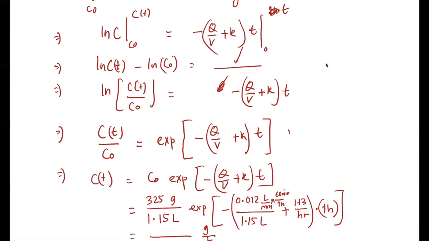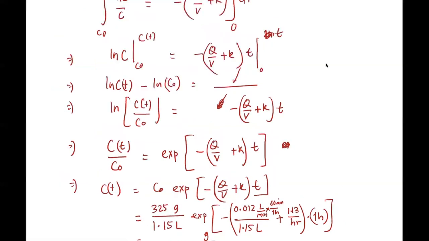So if I say M, I'm just gonna write, there is no space here, I'm gonna write a different color. So M remaining at time T is Ct times the volume of stomach. So this will be gram per liter times liter. The answer will be in gram. So the 46 gram is my final calculation. I'll just write it here.